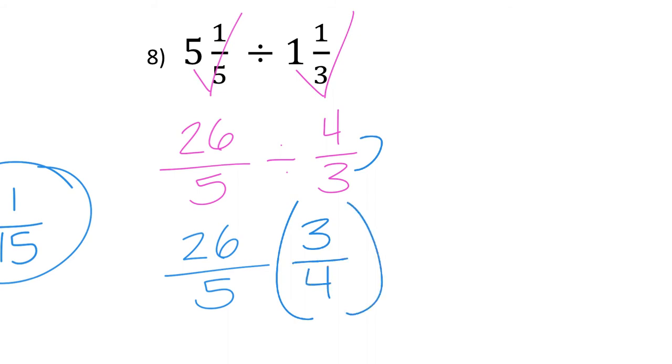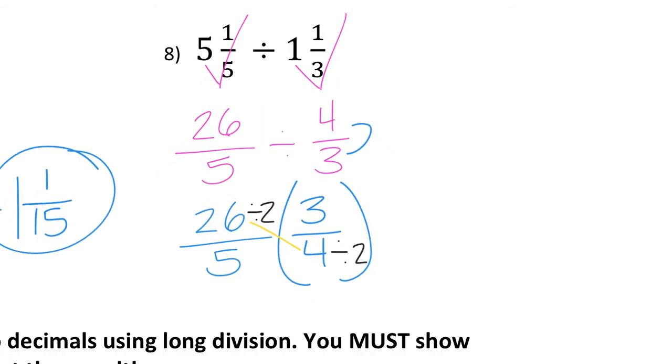From here, can I do any simplifying? Ooh, I finally can. Well, one, I know they're both even. Does 4 go into 26, though? Nope, so we can only divide by 2, which is okay. Let's divide each by 2. And half of 4 would be 2. Half of 26 would be 13. All right, from here, let's see. Can we do 5 and 3? Nope, just those. So our new fractions, we've got 13/5 times 3 over 2.